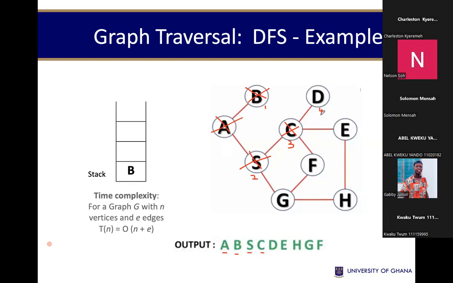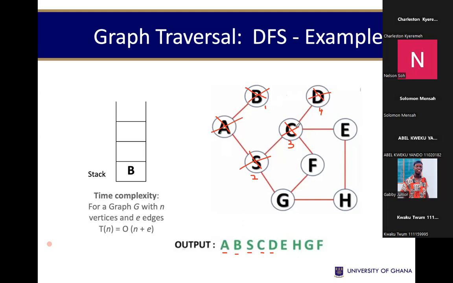Now, when I'm at D, I have to also pop D and check whether D has any other friend. Of course, D has no other friend again. So D is output. Then I can come back one more and check the next friend of C. Remember, not S again. I have to completely exhaust every possible friend of C before I come back down.